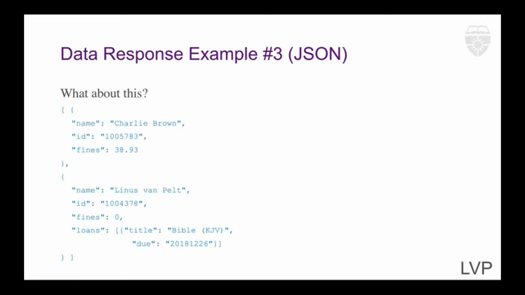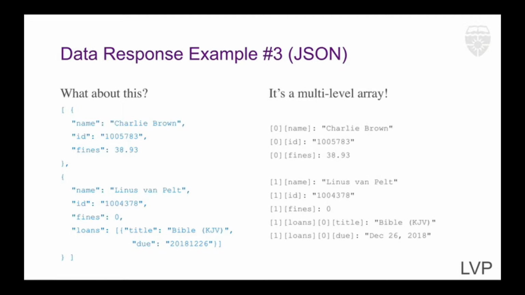ID. Sometimes they're just an array without a name. We won't worry about that too much right now. Here's an array within the array within the array. So yeah, it's a multi-level array. Once you get this into your program, you can pretty much access it like any other array. Record 0, his ID number, his fines. Charlie has not been good returning his books. Name, ID, fines. What loans he's got out. He must be getting ready for the Christmas pageant.